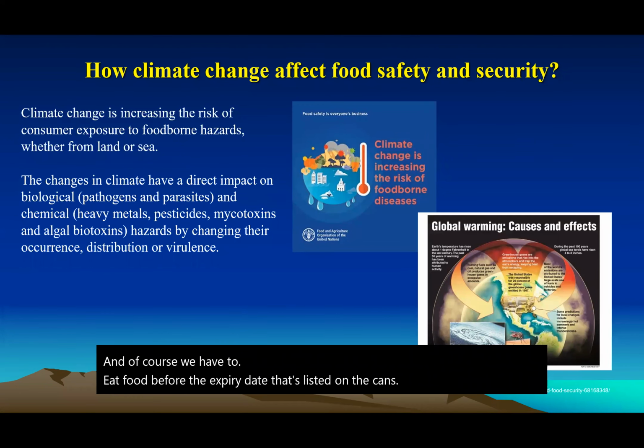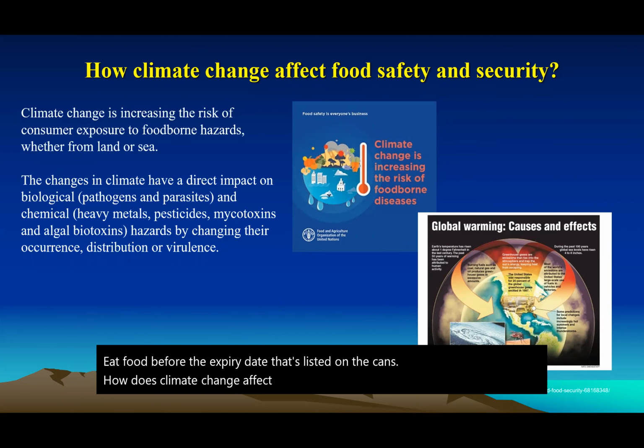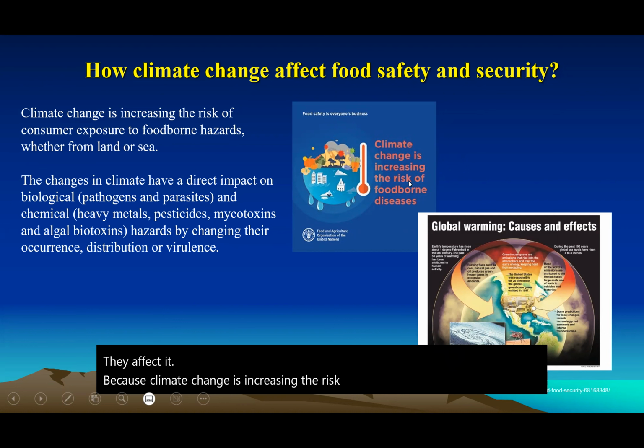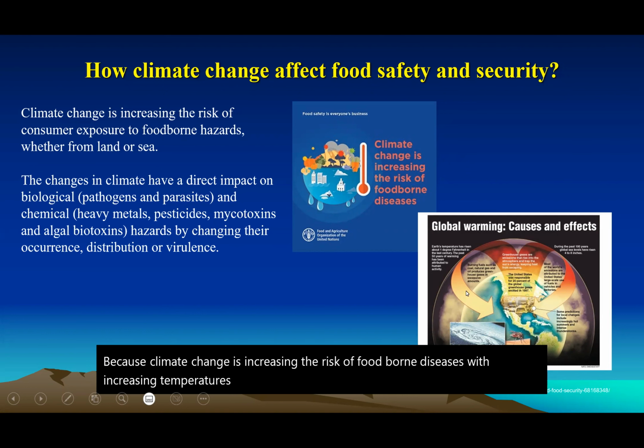How does climate change affect our food system and food security? They affect it because climate change is increasing the risk of foodborne diseases with increasing temperatures and floods and cyclones and tsunamis. It has an impact on the pathogens and parasite, and also the chemical contaminants by changing its occurrence, its distribution, and its virulence.